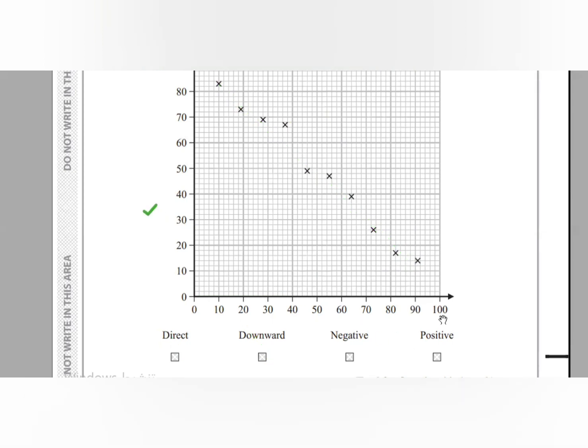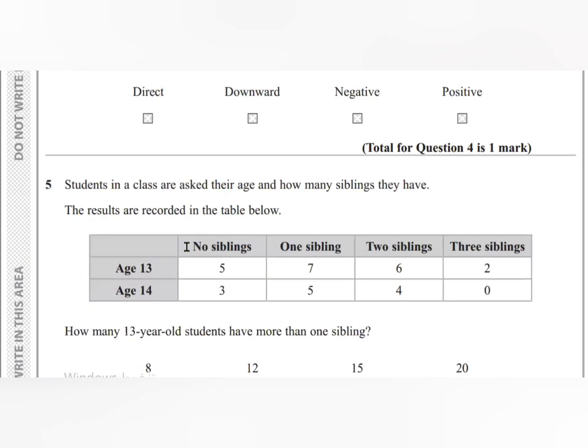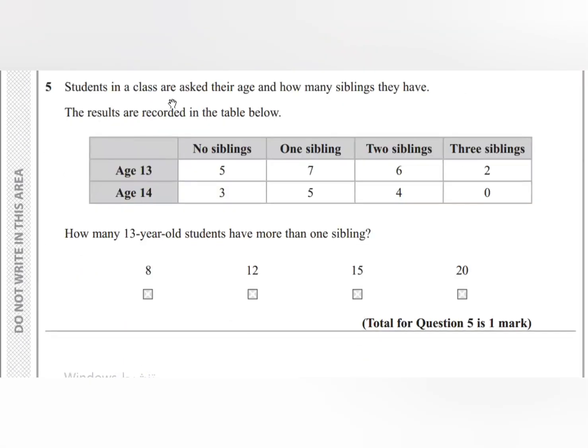Let's zoom in. Let's get back here. Okay. Question 5. Students in a class are asked their age and how many siblings they have. The results are recorded in the table below. These are the results of this question. How many 13-year-old students have more than one sibling? Have more than one sibling.